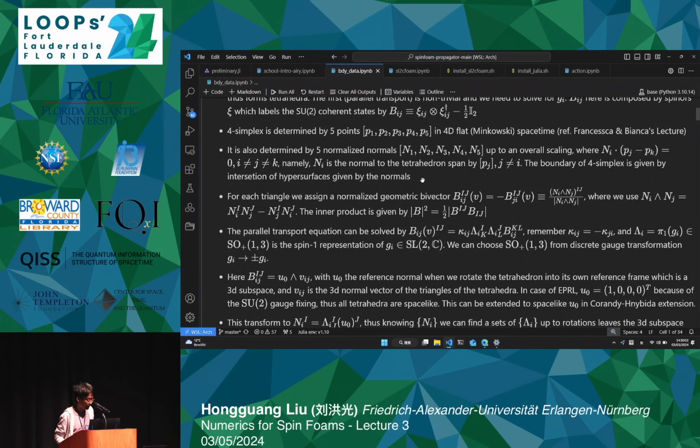Now we start with the geometry of a four-simplex. You already heard this several times during Francesca's lecture, Bianca's lecture, and also Qiao Yin's lecture. A four-simplex is determined by 5 points in a 4-dimensional space. We call them P1 to P5. And it's a flat four-simplex, it's piecewise flat. So that's a triangulation. We use piecewise flat four-simplices to triangulate our 4-dimensional manifold.